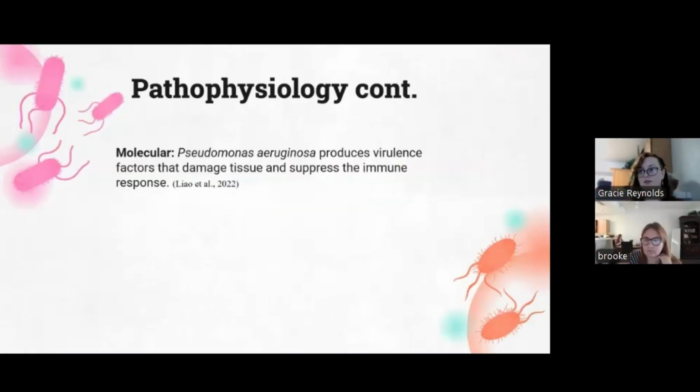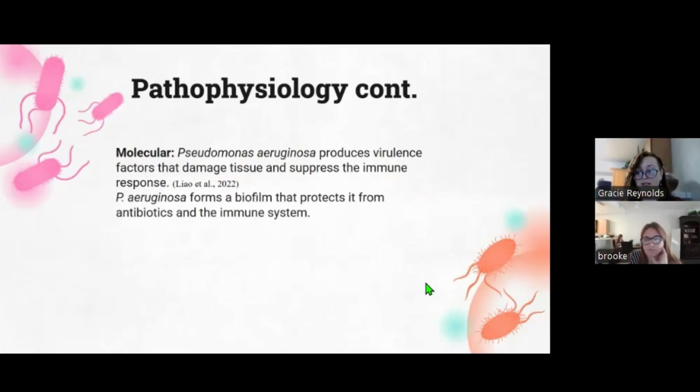On a molecular level, Pseudomonas aeruginosa produces virulence factors that damage tissue and suppress the immune response. Virulence factors are substances produced by a pathogen that help it invade tissues, damage host cells, and evade the immune system. P. aeruginosa forms a biofilm that protects it from antibiotics and the immune system as well, as discussed in the last slide.